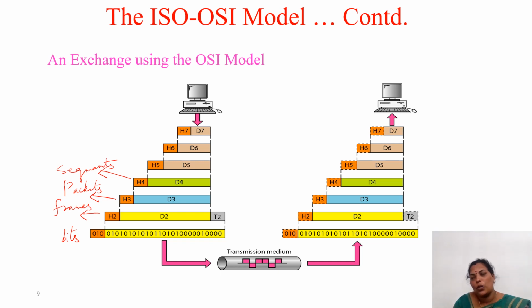There also it is opened up as D3 and H3. Then H4 and D4, then H5 and D5. Then in the presentation layer H6 and D6, and in the application layer H7 and D7. Finally, in H7 the destination address is there, so the receiver knows this is the data. D7 is the data. Likewise, the information or data is passed from the sender to the receiver.